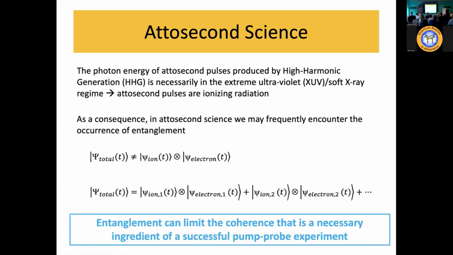The key point that I tried to get across two nights ago was the idea that in attosecond science we have to be very careful, because most of the time we study ionization processes, and in ionization processes there's a very significant risk of creating an entangled system. In other words, a wave function that cannot be written as a single direct product of an ion and an electron wave function, but rather a superposition of a whole bunch of these direct products. And this really has consequences for what we see in our experiment.